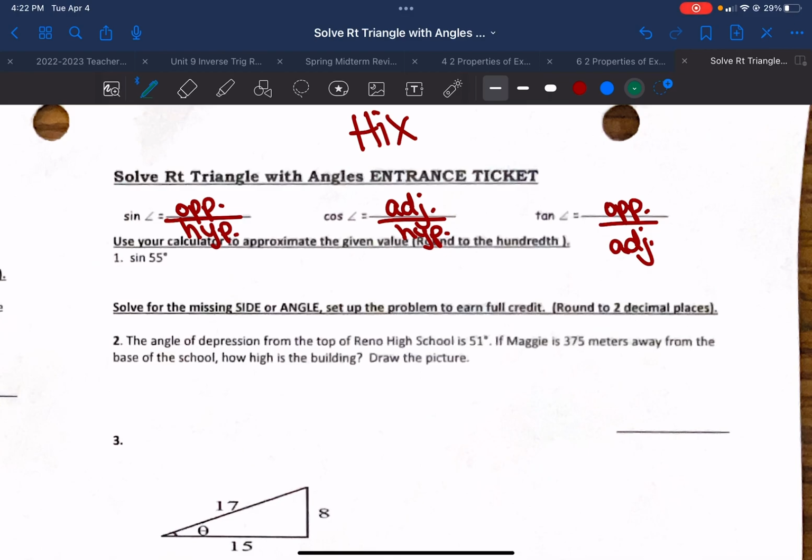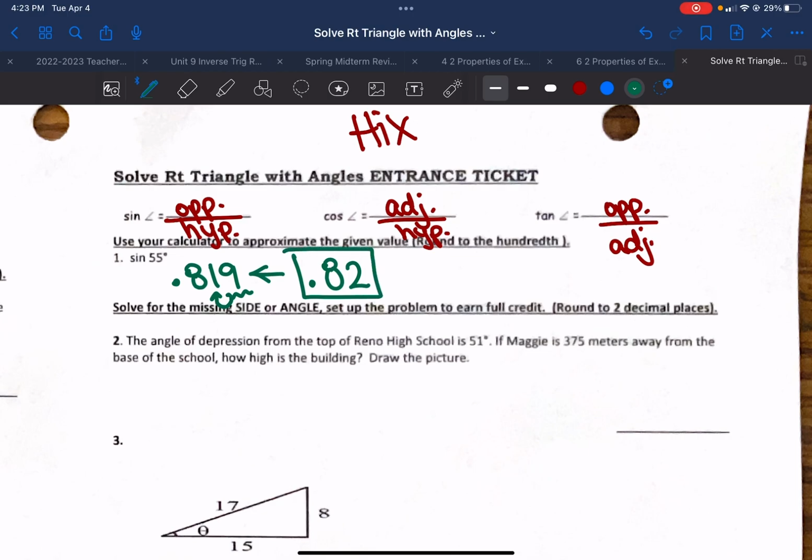Okay, so if I go sine of 55, I should get 0.819. Oh, 819. Okay, it's the nearest hundredth, right? So I'm looking at this 9, which actually tells me to round that 1 up. And so I simplify to the nearest hundredth with 0.82. There we go. That's it.